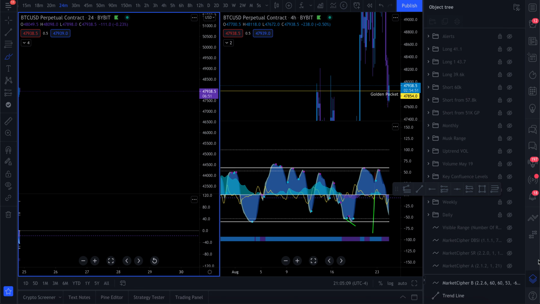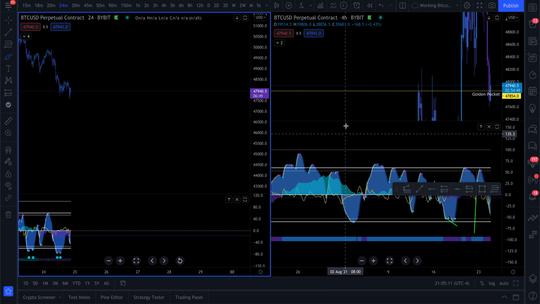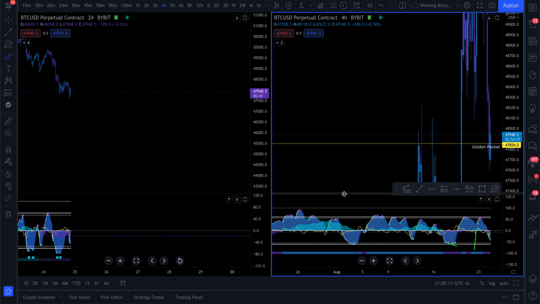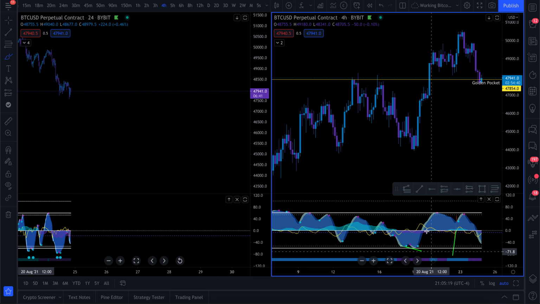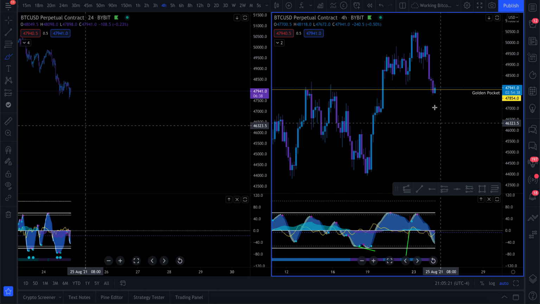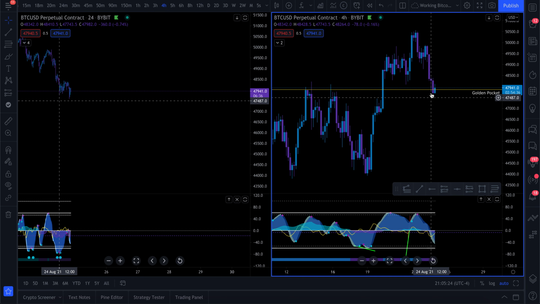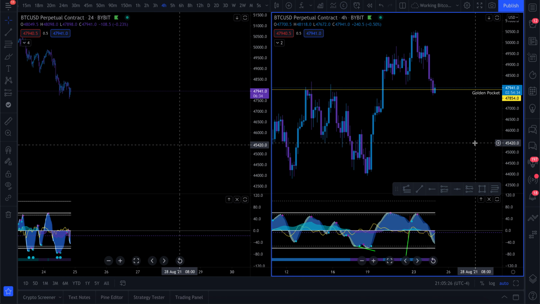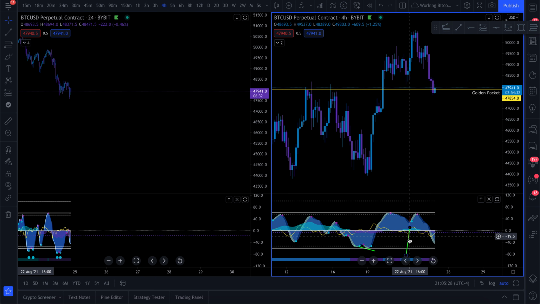Okay, there we go. One of the time frames on the right is going to be the 4-hour. The other time frame on the left is going to be the 24-minute. And what you are going to do is, quite simply, look for the 4-hour time frame to print a trigger wave, okay? A trigger wave on Market Cipher B.